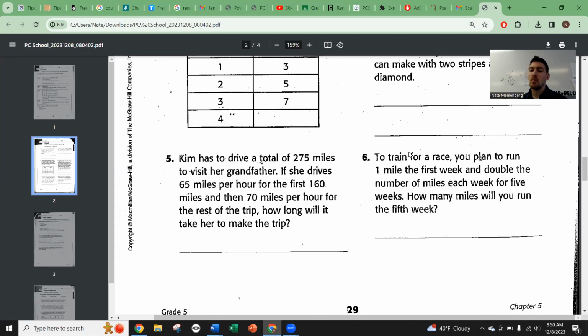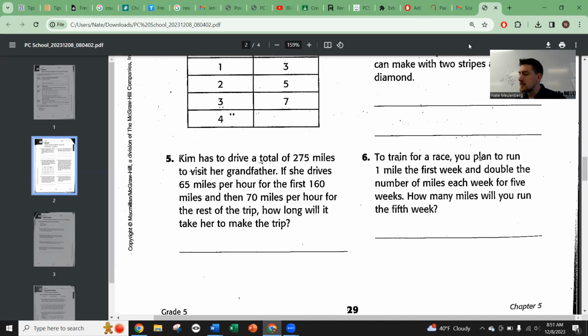Nope. So, okay. The second week, how many miles does she run? How much does it go up every week? Double. It doubles. Okay, so how many miles? What's double of 1? 2. So the second week she ran 2. The third week, how many did she run? 4. The fourth week, how many did she run? Not 6. Double 4. What's 4 times 2? 8. Okay, the fifth week, 16. So it's gonna be 16.